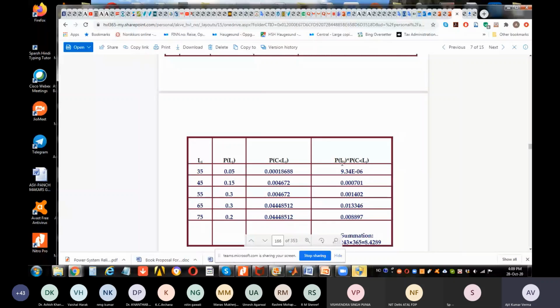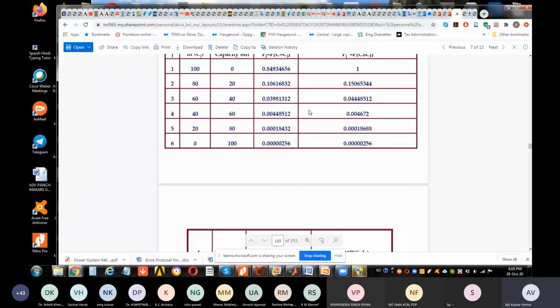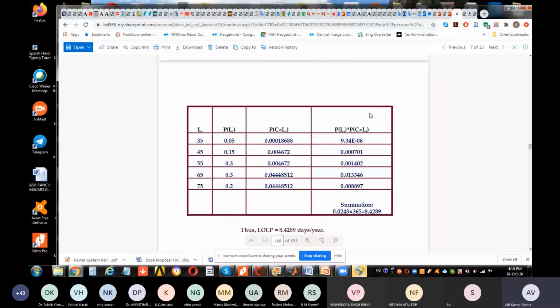Then let's look at 45 megawatt. What are the states in which you lose the load? When you are in 0, 20, 40, you lose the load. So what is the cumulative probability? Each of them added up here: the cumulative probability is 0.004672. So 0.004672 multiplied by 0.015. You multiply these two numbers together and you get this, which is PL multiplied by the probability of capacity less than the load. So at 45 megawatt load, you have states of 0, 20, 40 where you will lose the load.